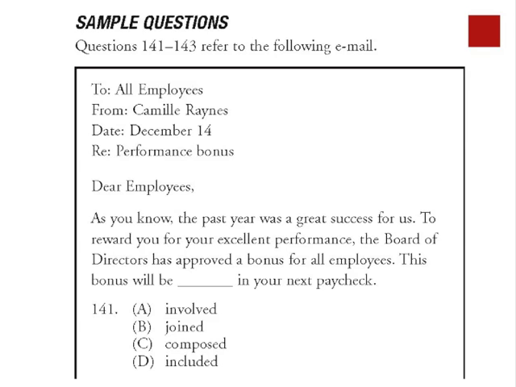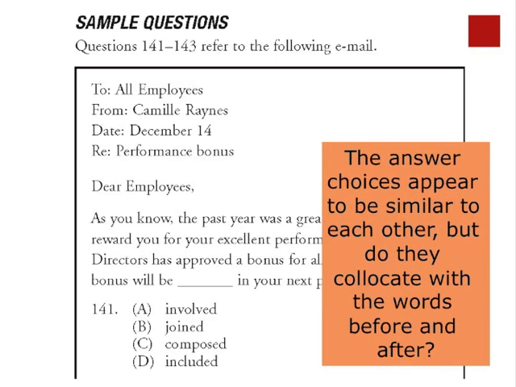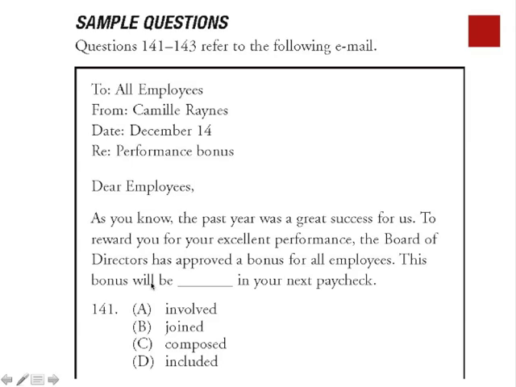Now let's go back and see if we can answer the questions. Looking at question 141, the first thing we notice is that many of the words do appear to be similar in meaning. For example, involved, enjoined, and included all definitely seem to be very much related in terms of basic meaning. But the question is, how do they collocate or chunk with the words before or after? Now, of course, we realize that that's only part of the situation.